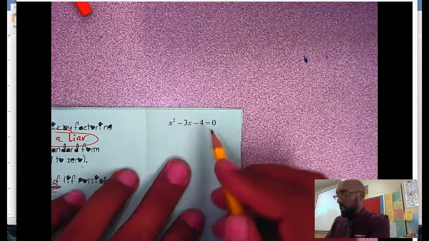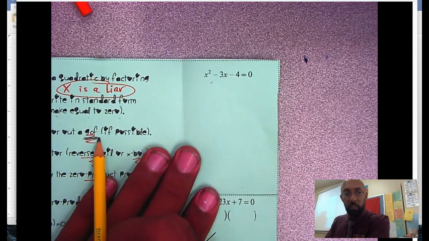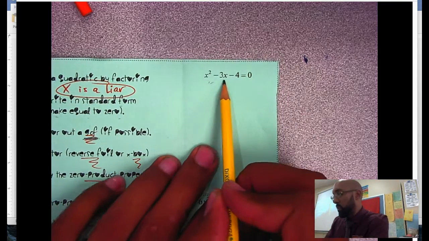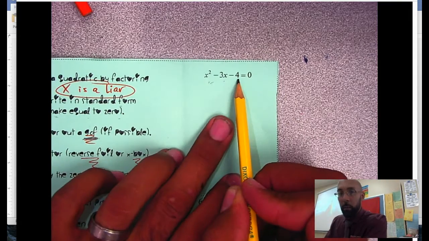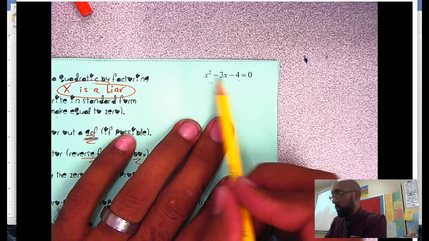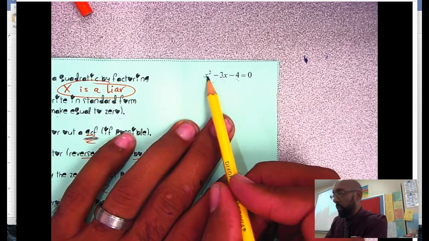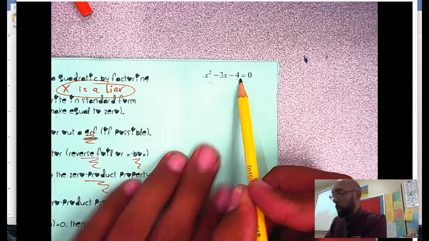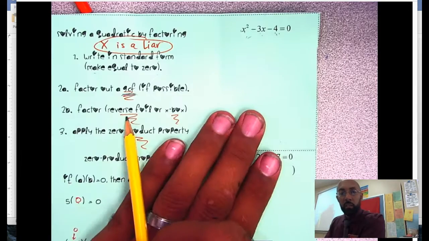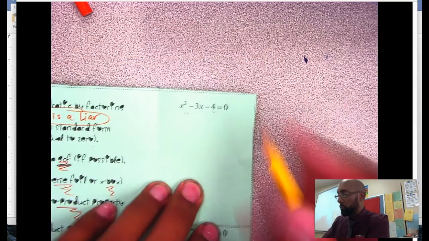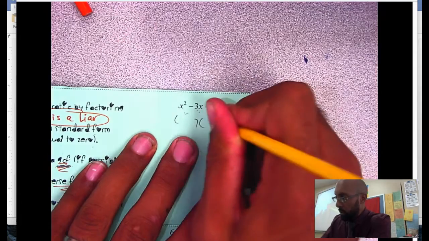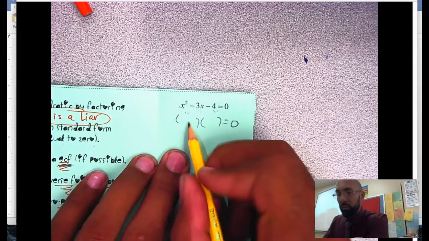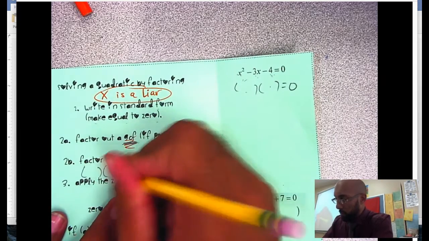So first we want to see, can we factor out a GCF? Okay, well, x squared, 3x, and 4, they don't have anything in common. Okay, because that's 1, 3, and 4. There's no GCF there. And they all don't have x. So the next thing would be, let's try to reverse FOIL. So in other words, we're going to reverse FOIL to two parentheses like this. That's basically what reverse FOIL means.